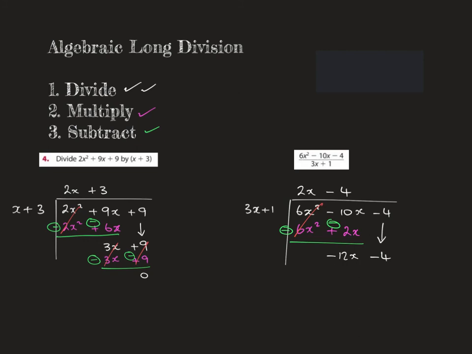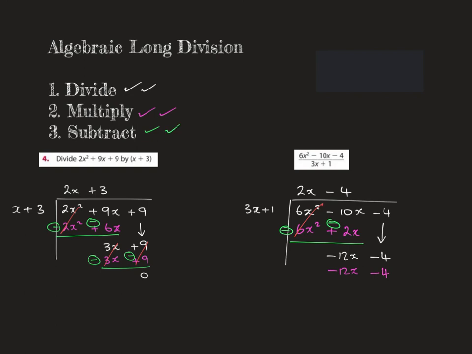Okay, so it's just to be extra careful with those signs. Next, we're going to multiply, and we're going to multiply 3x by negative 4, and 3x multiplied by negative 4 will give us negative 12x. But next, I have to multiply the positive 1 by negative 4. And positive 1 by negative 4 leaves you with negative 4.